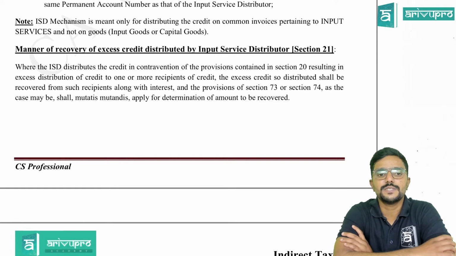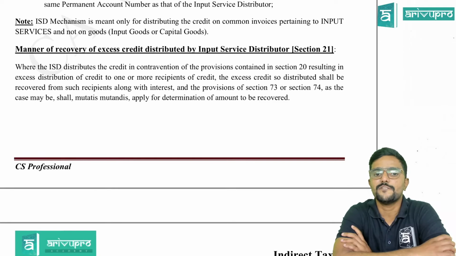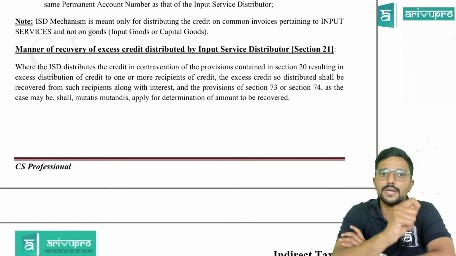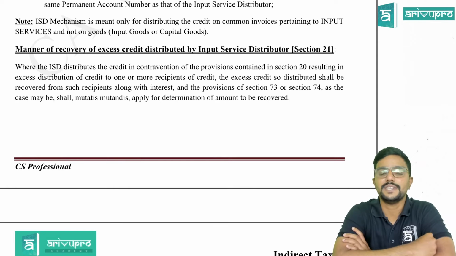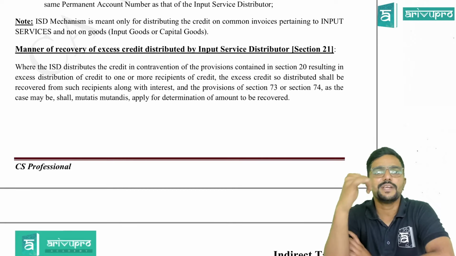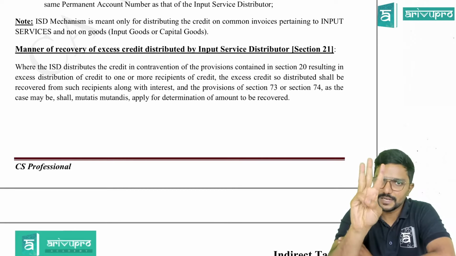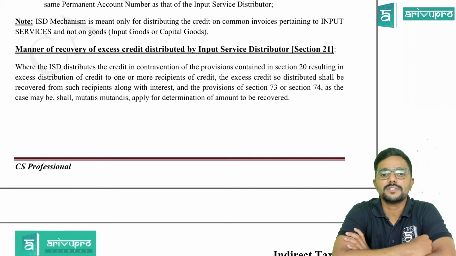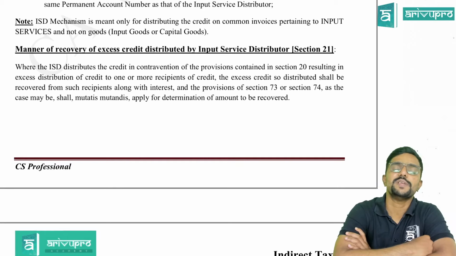Where the input service distributor distributes the credit in contravention of the provisions contained in section 20, resulting in excess distribution of credit to one or more recipients of credit, the excess credit so distributed shall be recovered from such recipients along with interest. Along with interest. Assume the excess credit was given 6 months before. Now I am recovering it back. So for that 6 months, on that 3,000, interest also will be charged. And the provisions of section 73 or 74, that is the recovery sections, as the case may be, shall mutatis mutandis, means as it is, apply for determination of amount to be recovered.